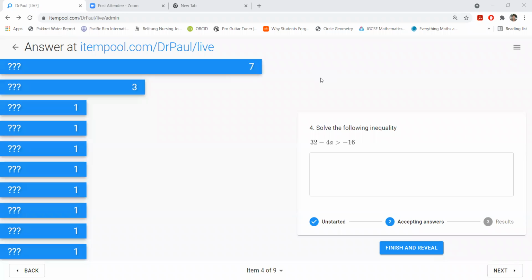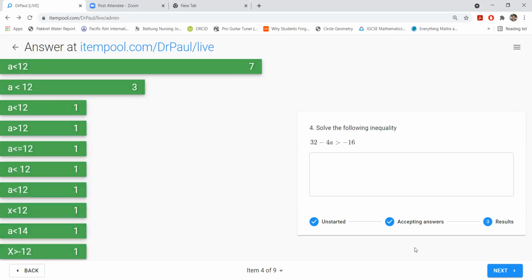Okay, let's count down. So if you haven't done it, stick something in. 10, 9, 8, 7, 6, 5, 4, 3, 2, 1. 7, 3, what are we at? 12, 12, 12, 12, 14 at the bottom. So let's see what happened here. And notice there's no equal sign. There's no equal sign here.